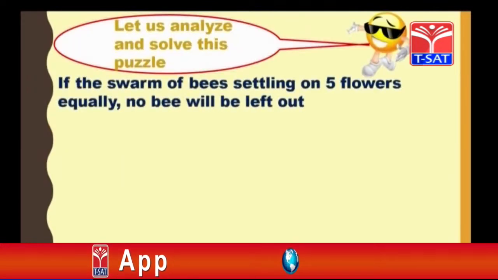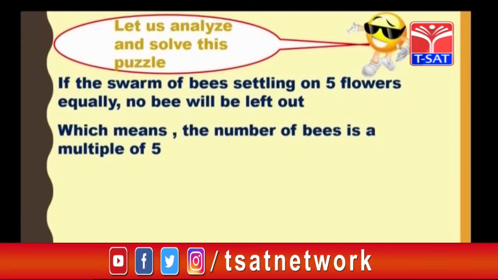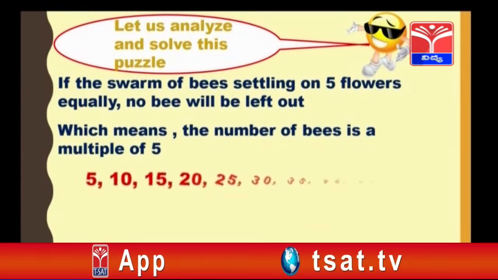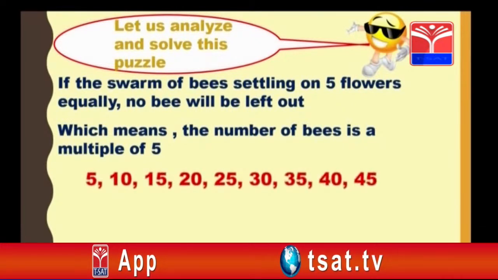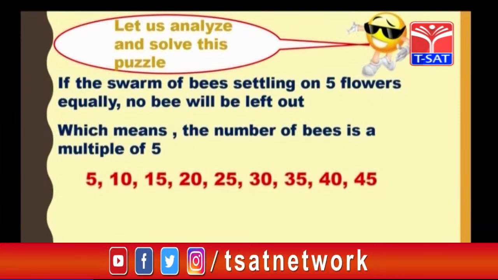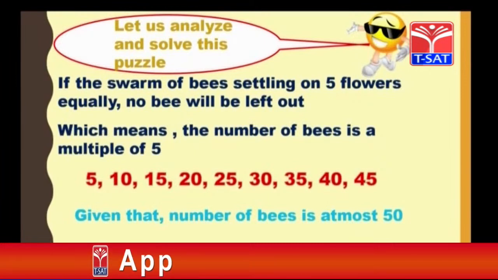With these hints, let us analyze and solve this puzzle. If the swarm of bees settles on five flowers equally and no bee is left out, it means the number of bees is a multiple of 5. So what are the possible numbers? The possible numbers are 5, 10, 15, 20, 25, 30, 35, 40 and 45. Why have we taken only till 45? Because the number of bees given is at most 50.